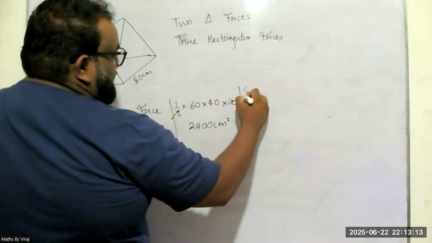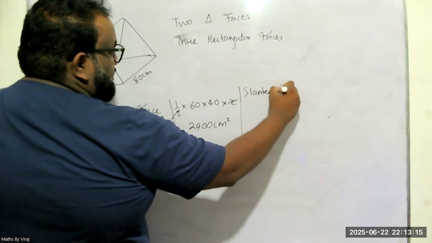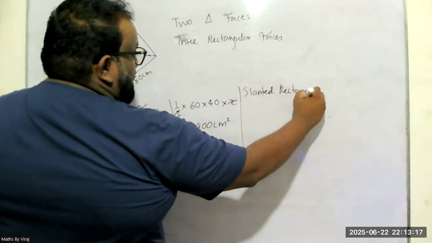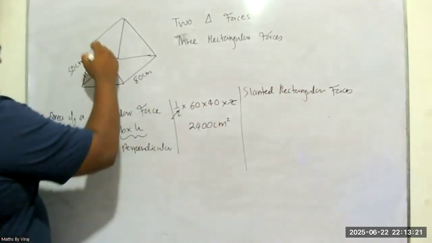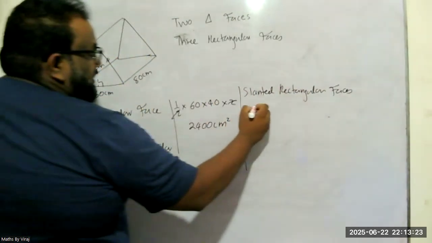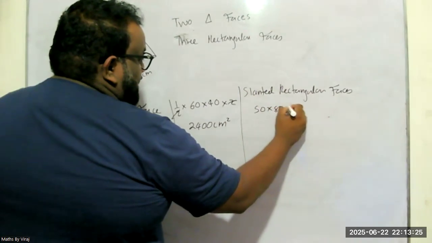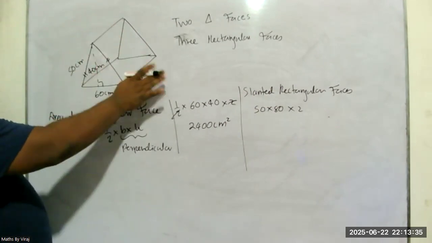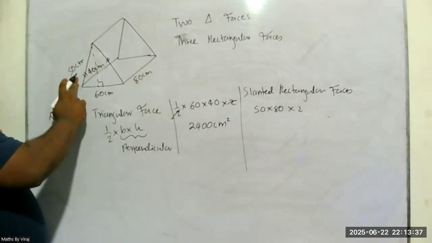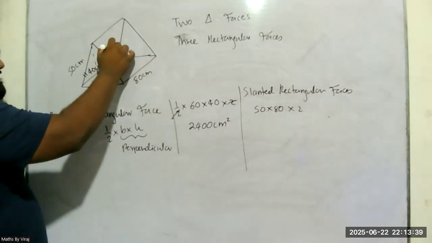So we write slanted rectangular faces. What are the slanted rectangular faces? 50 by 80, that into 2. There are two such faces. Correct or wrong? Two slanted faces. This is 50 and this is 50.